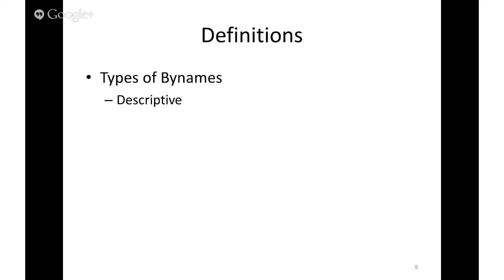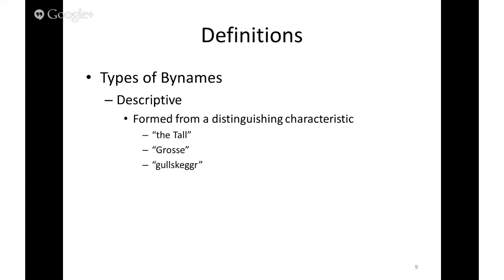We have descriptive bynames. It's formed from some sort of distinguishing characteristic. The Tall in English, John the Tall. Gross is German for great. The person we call Charlemagne was called Karl the Gross in German. We have one from Norse called Gullskegger, which means gold beard, presumably someone with a blonde beard or something. So these are all descriptives of some characteristic of the person.